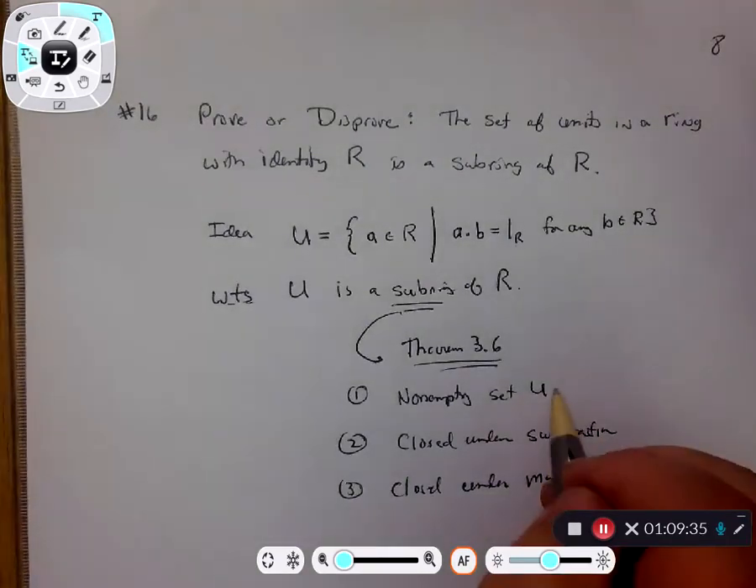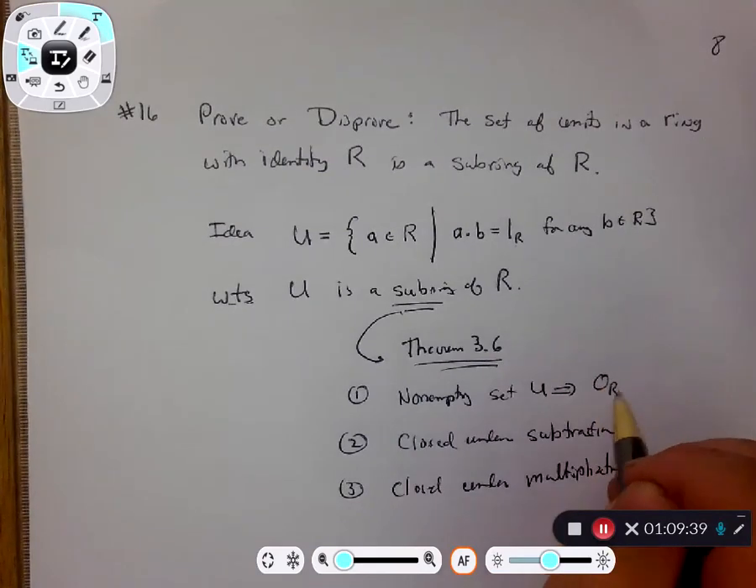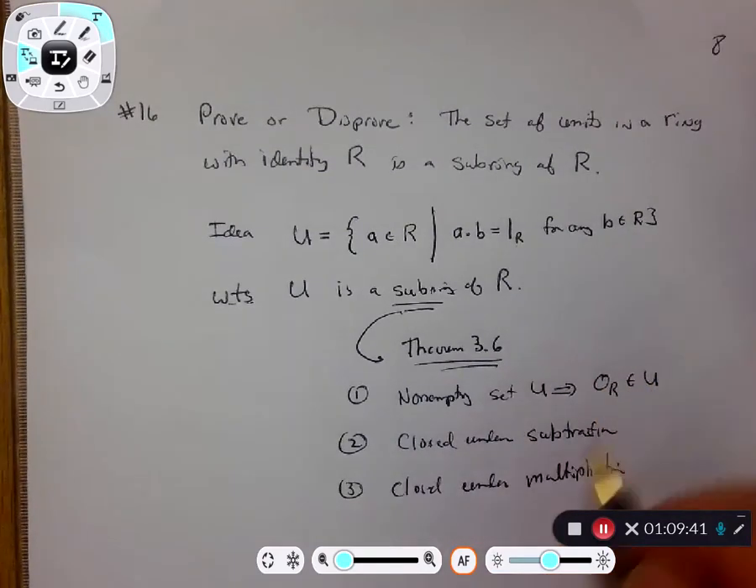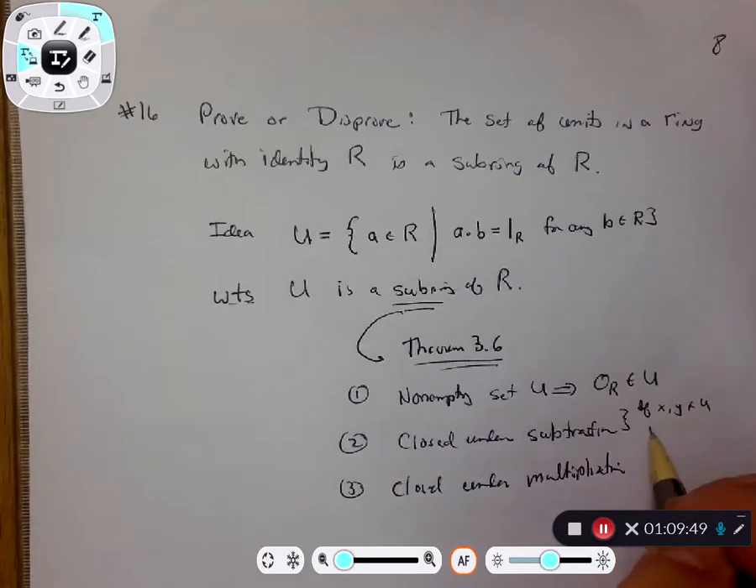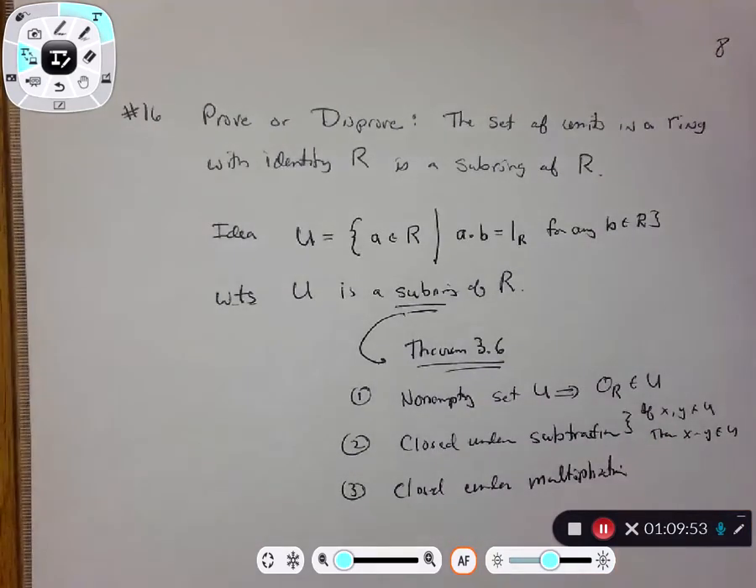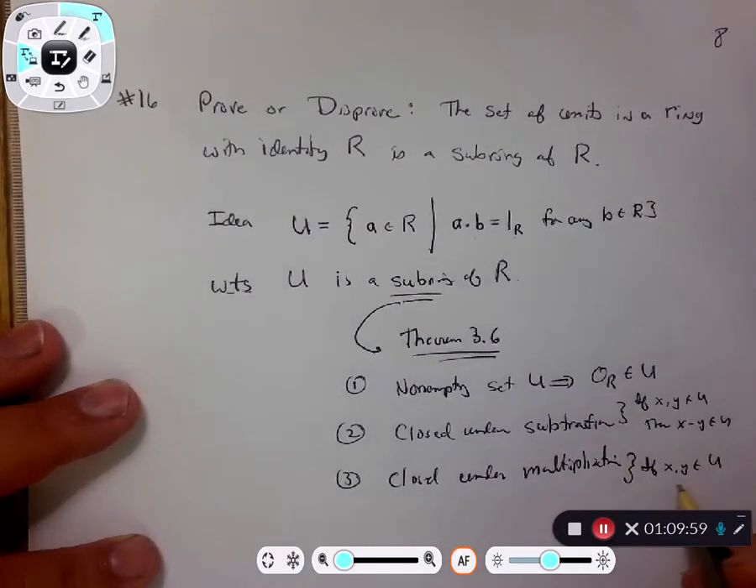How do you prove non-empty? To prove non-empty, you've got to show the 0 element is going to be an element of U. Closed under subtraction, I'm going to use my favorite letters. Pretty much if X and Y are elements of U, then x minus y has to be an element of U. And then last, closed under multiplication, you got to do if x and y, same guys, are elements of U, then you've got to show me that x times y is an element of U.